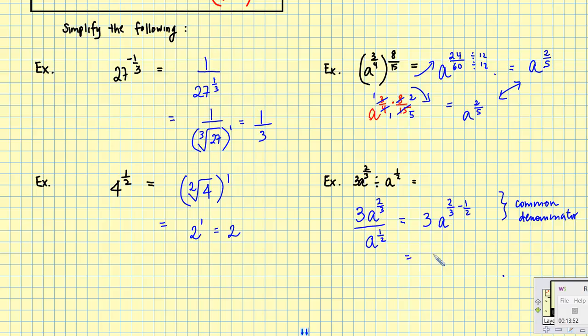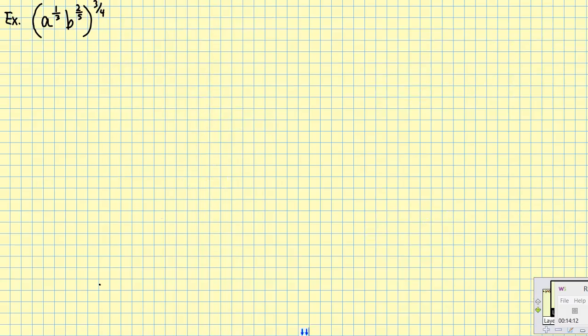So I would have to write it as 3a to the 2/3 is the same thing as saying 4 over 6 minus 3 over 6. So I got a common denominator of 6, and when I subtract 4 minus 3, it goes to 1. So it's 1/6. So my final answer would be 3a to the power of 1/6. All right.